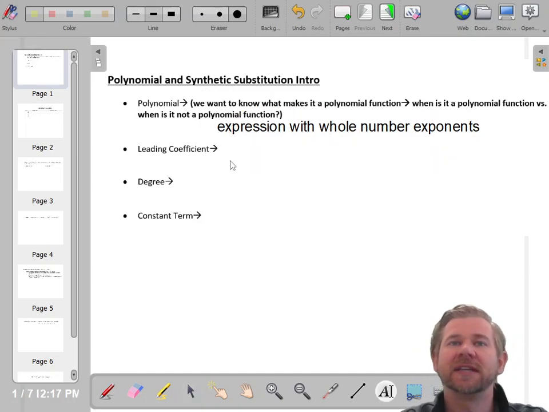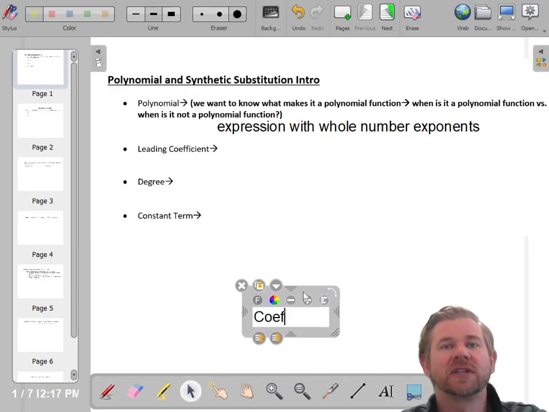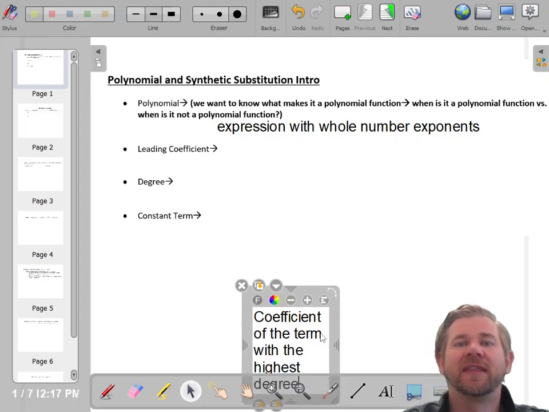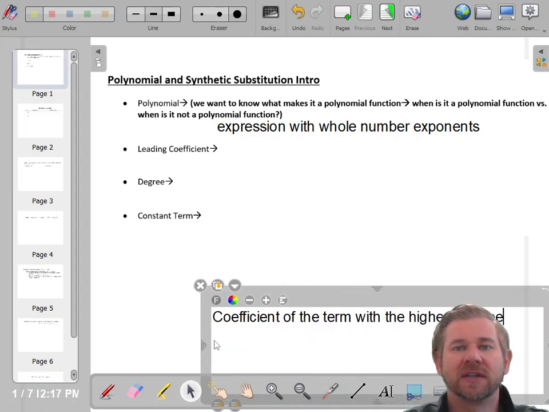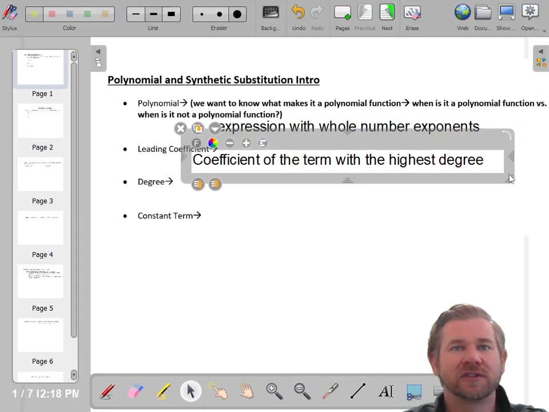The leading coefficient is the term in the front of the polynomial. So this is the coefficient of the term with the highest degree. We'll talk about degree here in a second, but that is the leading coefficient. It's got to come in standard form. It's got to be the highest degree first, okay?